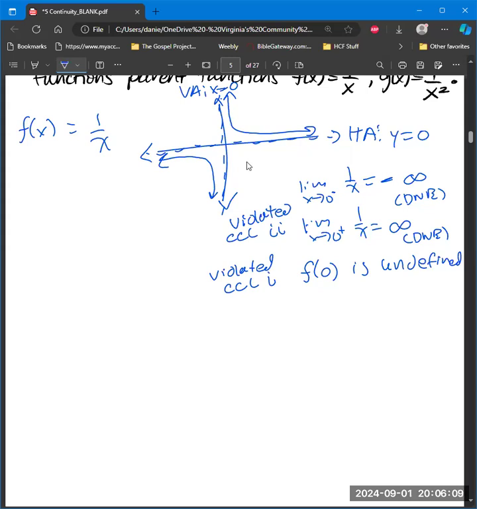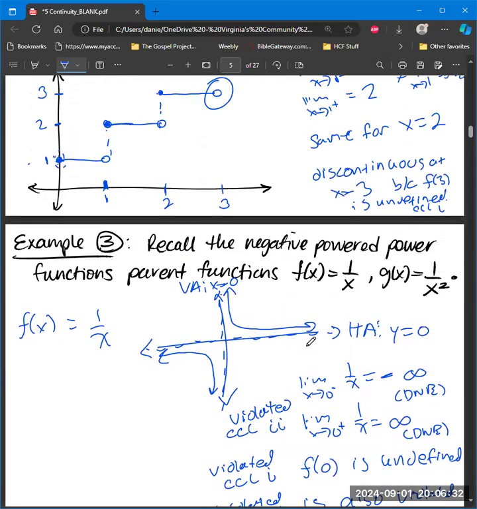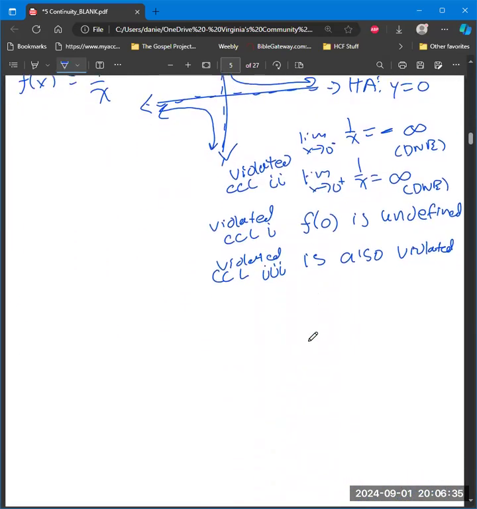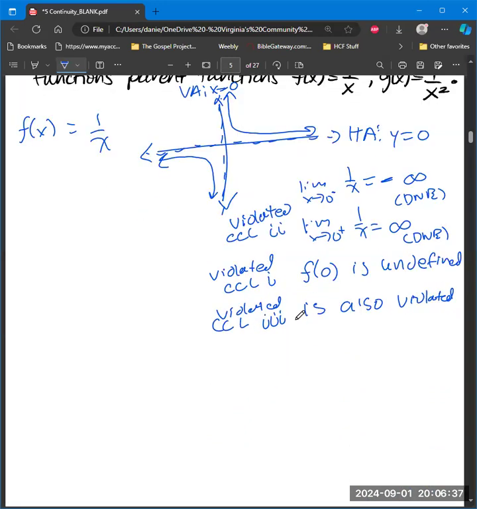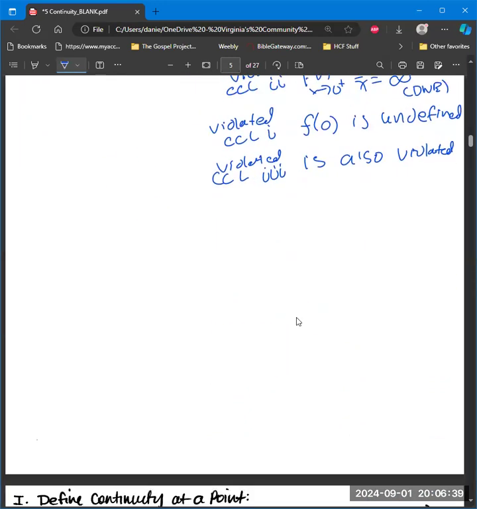And so that means that continuity checklist part 3 is also violated. So we just are all around bad here for this one. So let's move on and actually look at an example of something off to the side here.